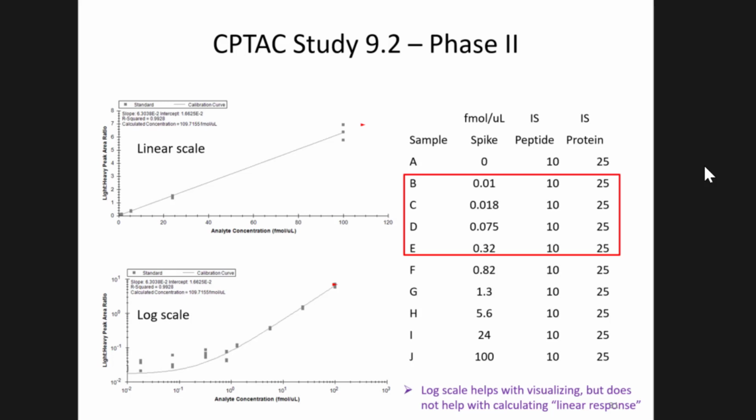Right, so we were anticipating this range might be around where our limit of quantitation might be. So that's why there are a bunch of closely spaced concentration points around there.